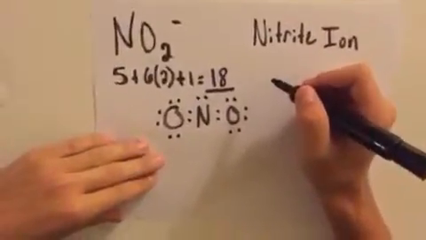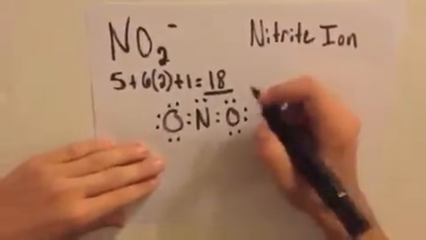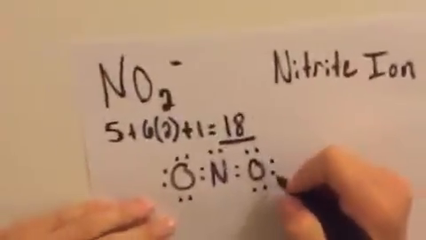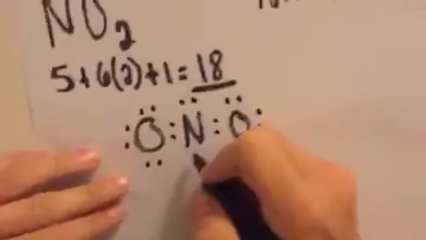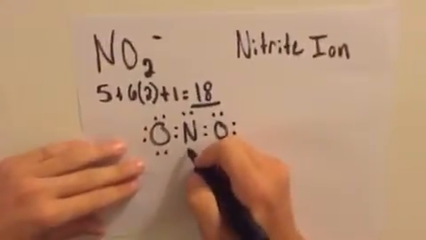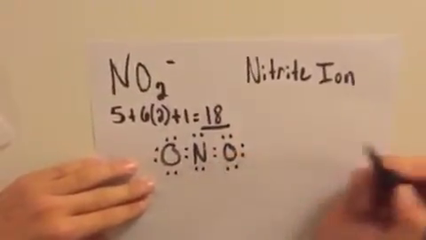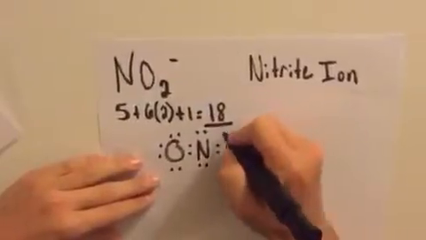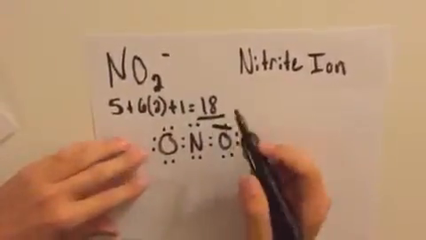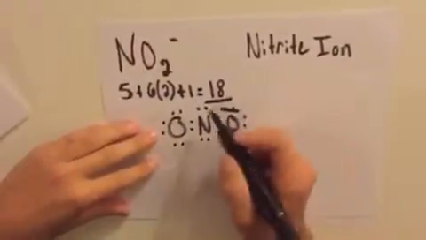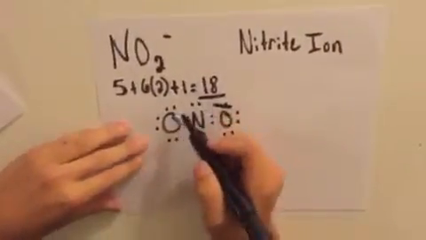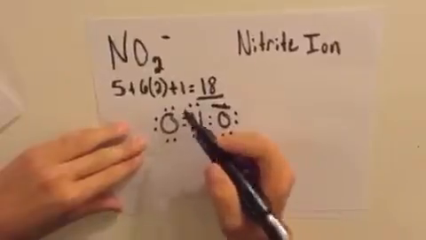Next, we're going to have to move 2 electrons from one of the oxygens to fill in to make 8 for the nitrogen. So here we have oxygen with all 8, nitrogen with all 8, and the other oxygen with all 8.